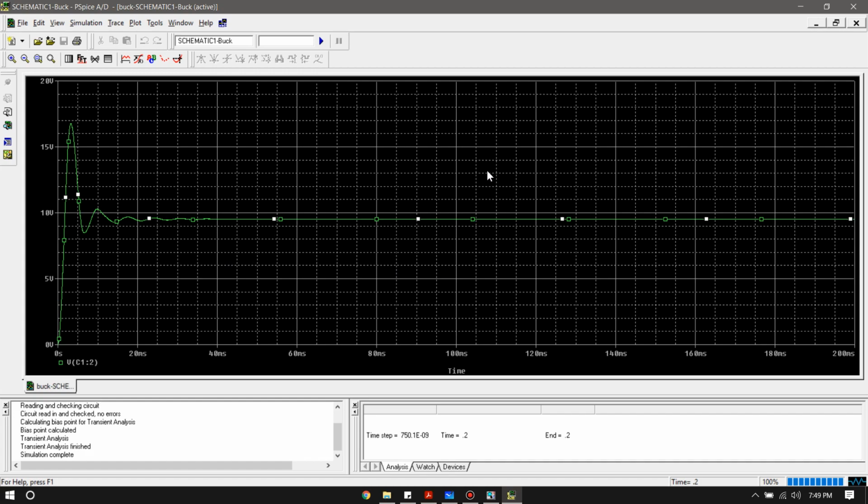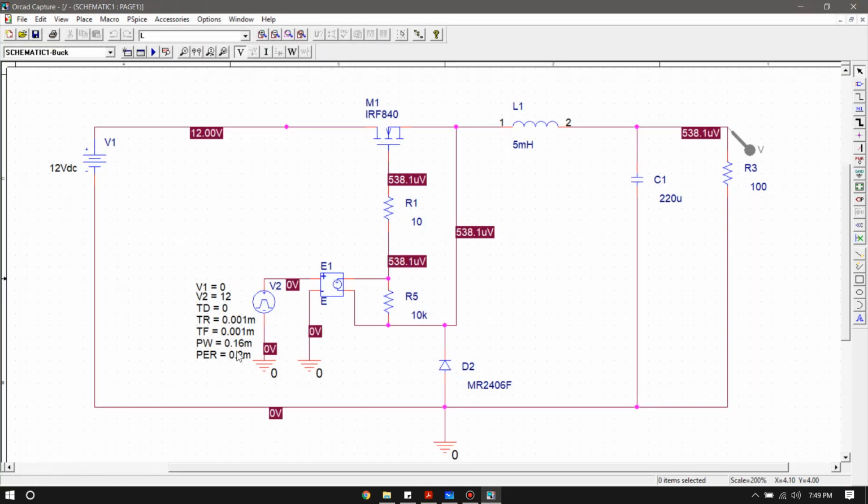So that's how the output of the buck converter changes with the change in duty cycle of the pulse, right? So this is the pulse that we're feeding to the MOSFET, remember, or the switching device. So we're using the pulses, or the duty cycle of the pulses here, to control our output. Okay, so that's the operation of the buck converter using your PSpice software.